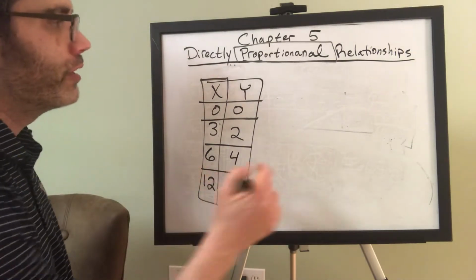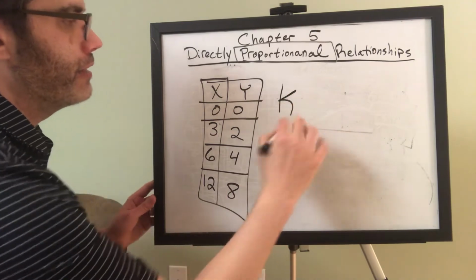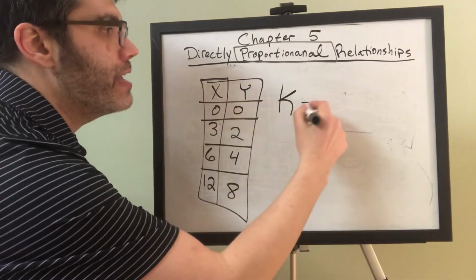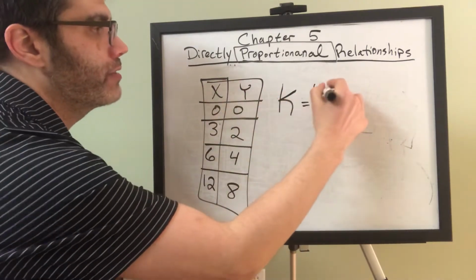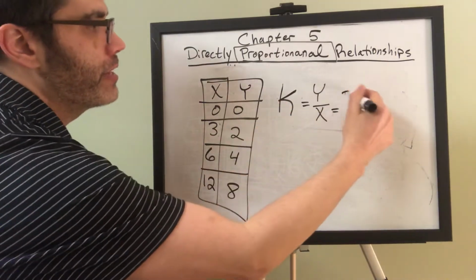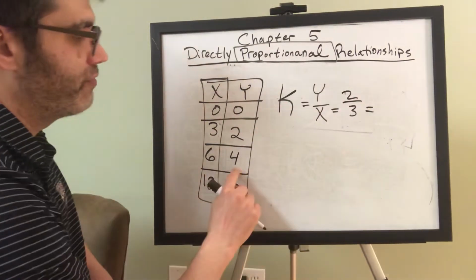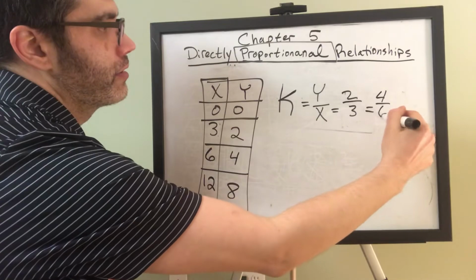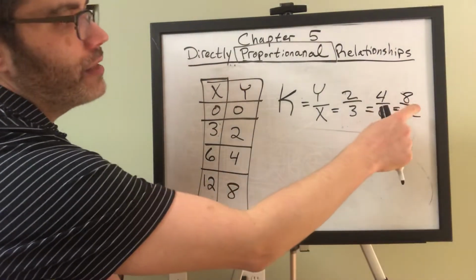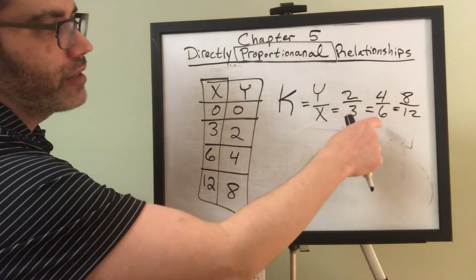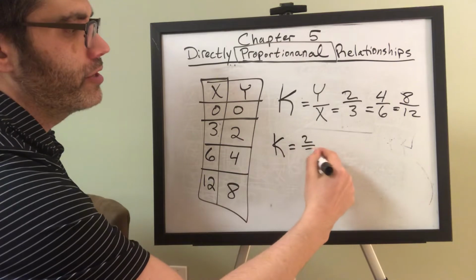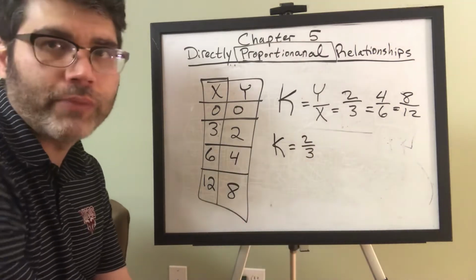Okay, so if I were to write our constant of proportionality, I will write k. Instead of writing out constant of proportionality, just put k. K equals, remember, it's y divided by x. Let's see what we get. So this is 2 divided by 3. This is 4 divided by 6. This is 8 divided by 12. But do you see that 8/12 reduces to 4/6 and 4/6 reduces to 2/3? So our k is 2/3. K is the most reduced form that you can get.